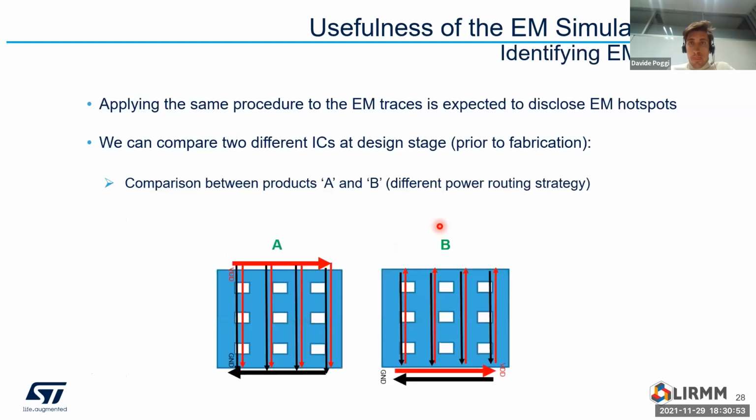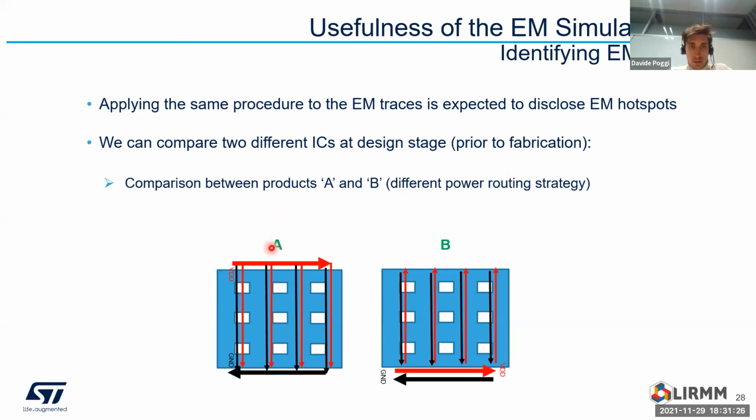And then we can apply the same procedure, as said, to identify EM hotspots. This time it will be on the electromagnetic traces, so the electromotive force by simulation. And the example that I propose is to compare 2 different ICs at design stage, so prior to fabrication. So in this case, we will compare 2 products, A and B, provided by ST, test chips that have a different power routing strategy.